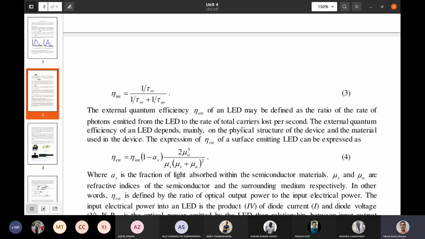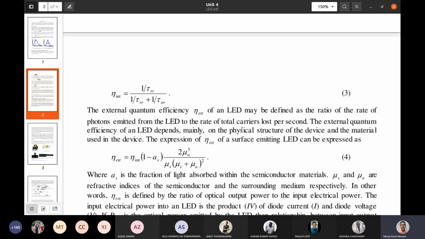refractive index of the semiconductor material. That means the material of the diode, and mu a is the material of the external medium, maybe air, maybe LED material, whatever may be when it is coupling. So then LED, or it may be some intermediate material in between LED and fiber, that may also take place. That is the refractive index mu a.